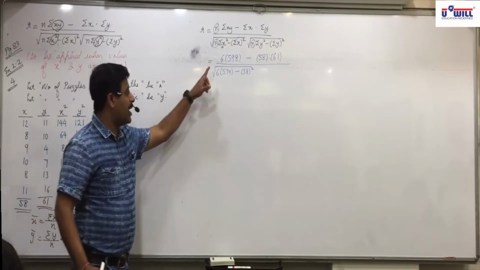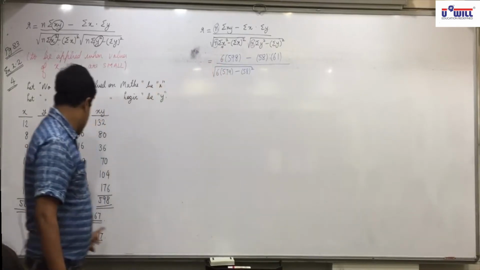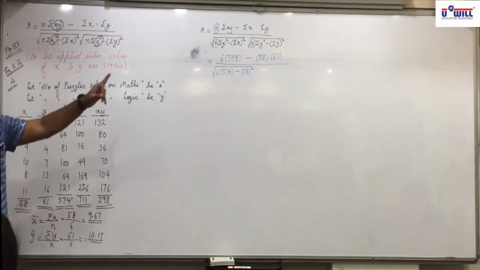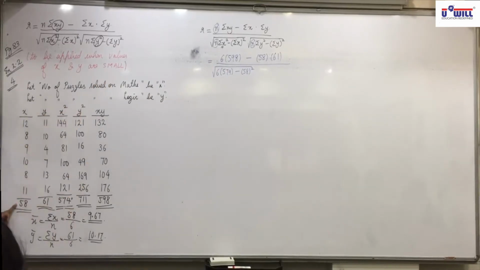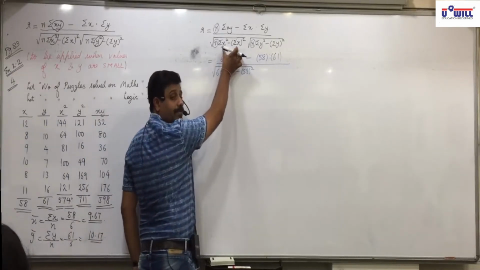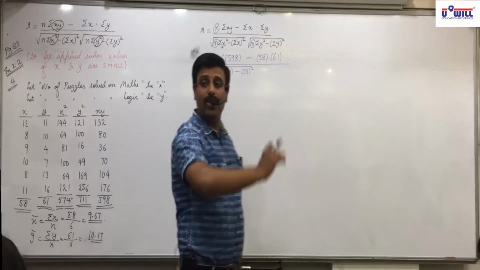Sigma x square is 574, the total of x square, and sigma x whole square, so sigma x is 58 whole square. Are you okay with the difference in these two? Raise your hand if you did not understand it.